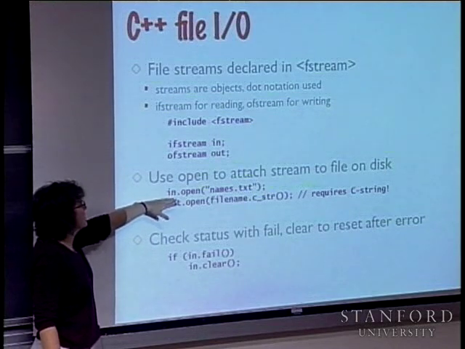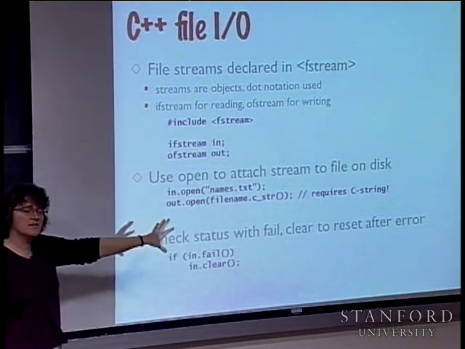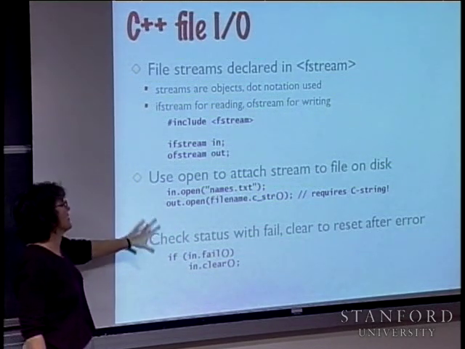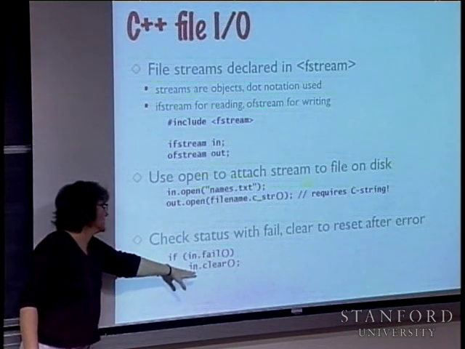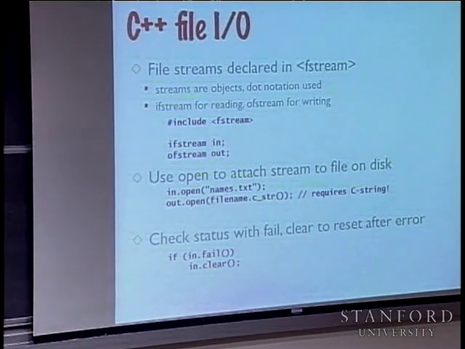If the in.open has failed, then every subsequent read on it will fail. Once the stream is in a fail state, nothing works. You can't read or write or do anything with it until you fix the error. And that's the in.clear command, which resets the state back into a known good state, and then you have a chance to retry.